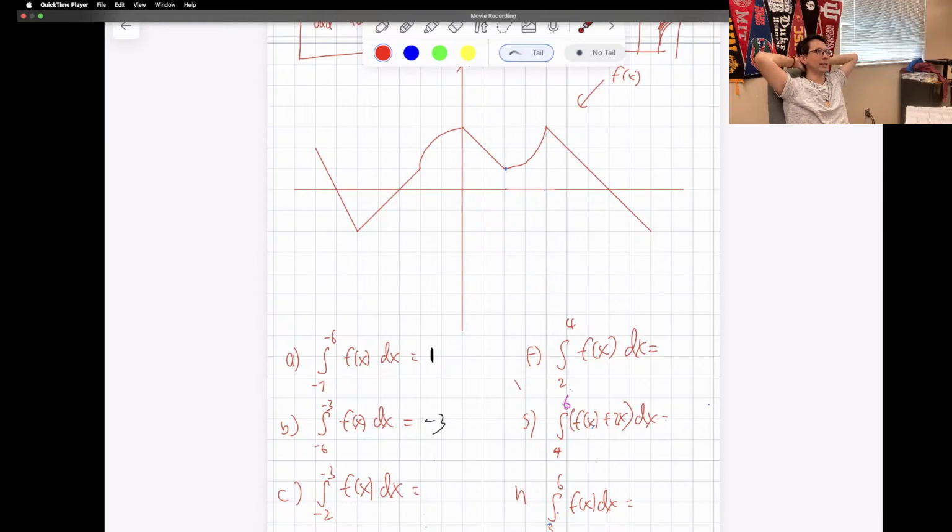I'm gonna ask Misha. What do you think? 1/2. I'm gonna nod. Ayla? -1/2. I'm gonna nod. Rylan, what do you think? -1/2. Okay, now what do you think? -1/2. The answer is -1/2.